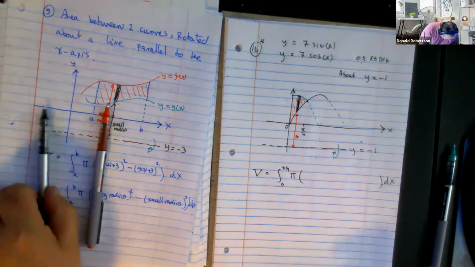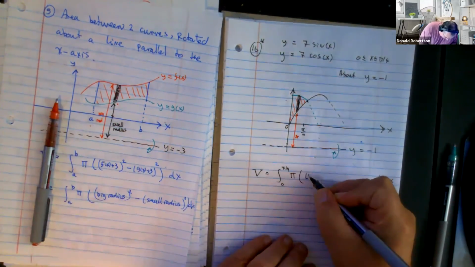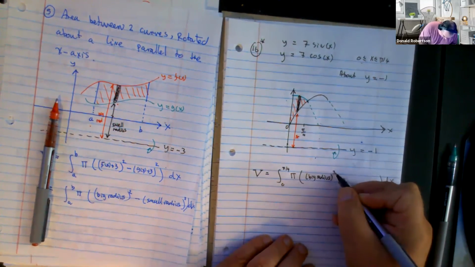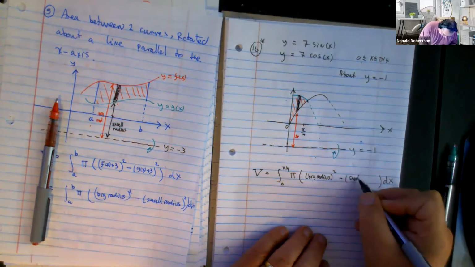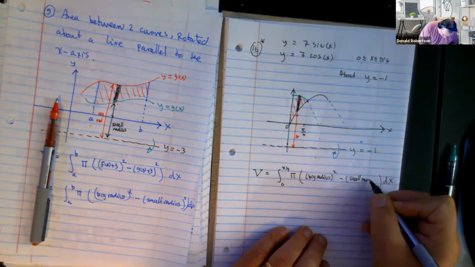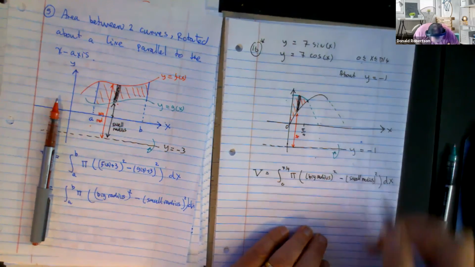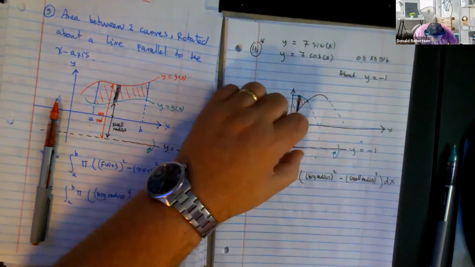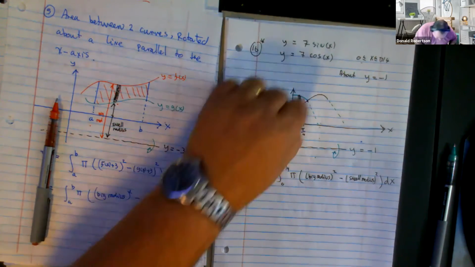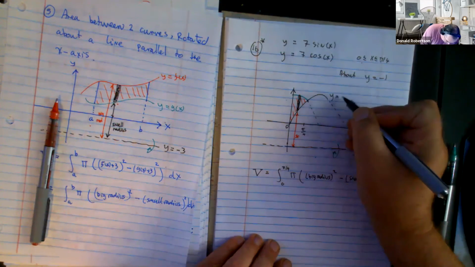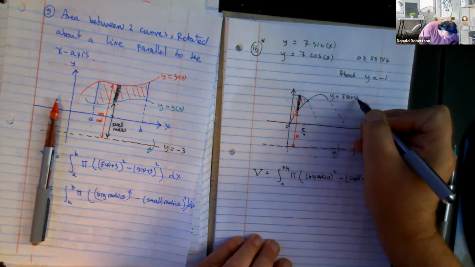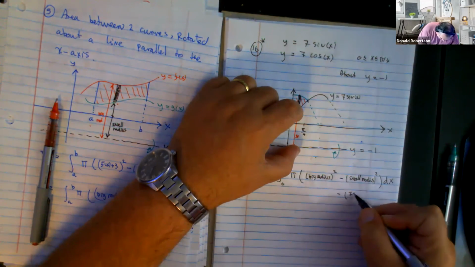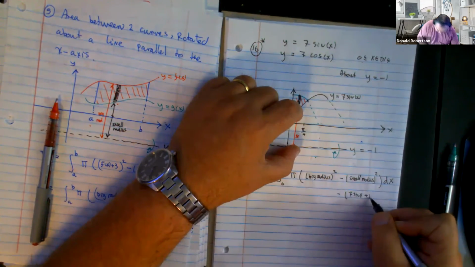Okay, so it's going to be the big radius, which is the longer of the two, squared, subtract the small radius, which is the shorter of the two distances, squared. Okay, small radius, distance from here to here. Would you agree that this bit is 1 plus the height of the black curve? And the black curve, by the way, is 7 sine x. So the small radius, that distance from here to here, is 7 sine x plus 1.